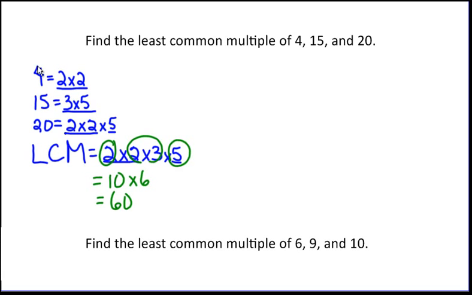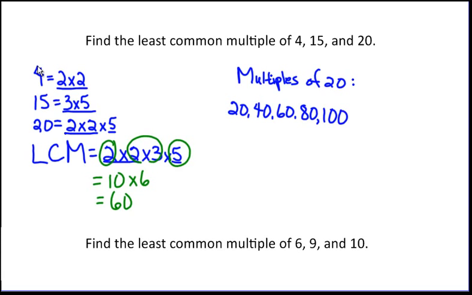Now the other way that we can do this is by looking at multiples. We want to choose a multiple of 4, of 15, of 20. I'm going to list the multiples of 20 because it is the largest of my numbers. 1 times 20 is 20, 2 times 20 is 40, 3 times 20 is 60, 4 times 20 is 80, 5 times 20 is 100. I don't know how far I'll have to go, so I'll stop for now.